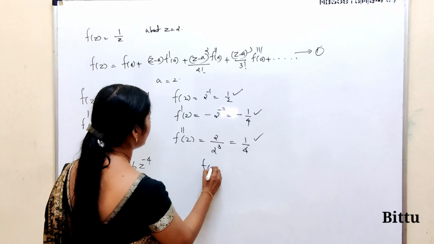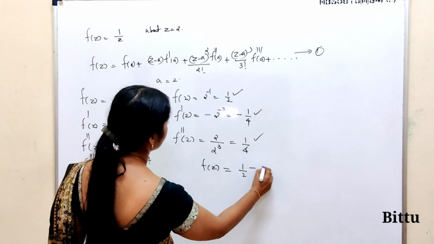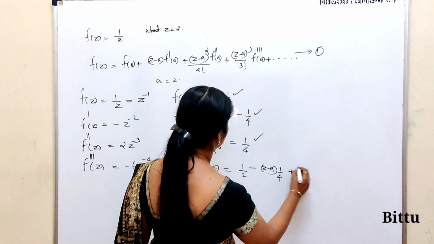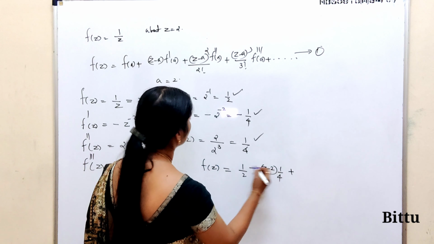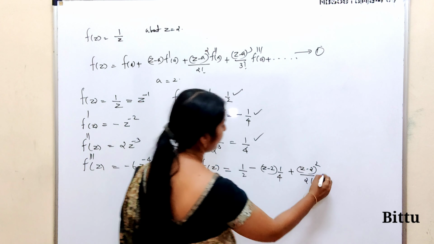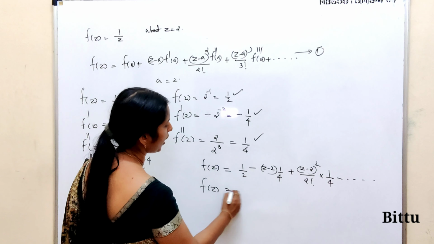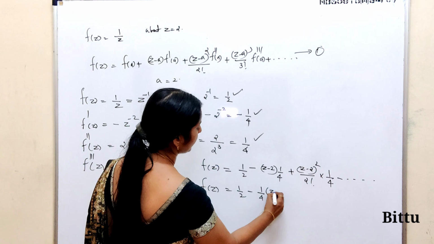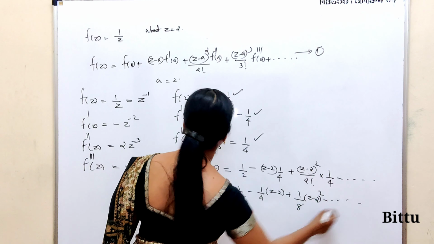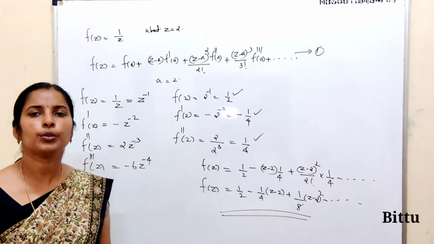So we have f is equal to f(a), which is half, minus z minus a into 1 by 4, plus, sorry, what is a? You put the value of a as 2. Z minus 2 the whole square by 2 factorial, into f double dash 2, which is 1 by 4, minus etc. That is f is equal to half minus 1 by 4 into z minus 2 plus 1 by 8 into z minus 2 the whole square minus etc. This is the Taylor series expansion of f z at the point 2.